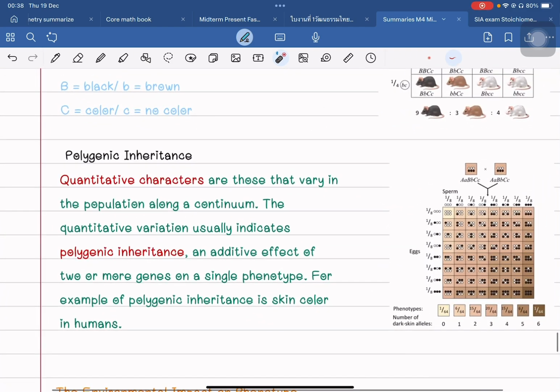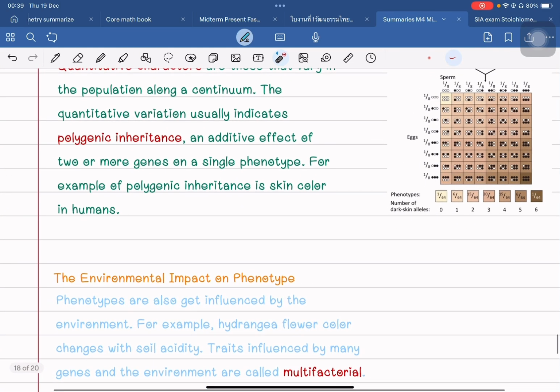Next is about polygenic inheritance. Quantitative characters are those that vary in the population along a continuum. Quantitative variation usually indicates polygenic inheritance, an additive effect of two or more genes on a single phenotype. For example, the genetic inheritance of skin color in humans.